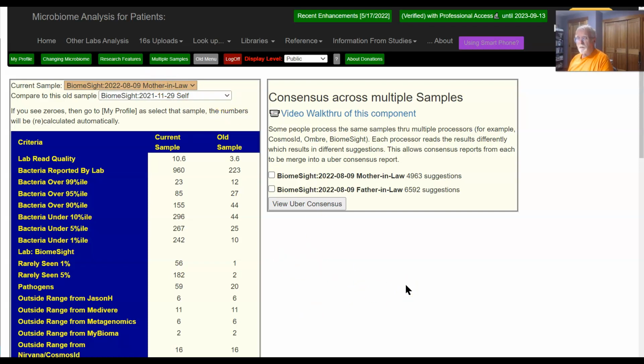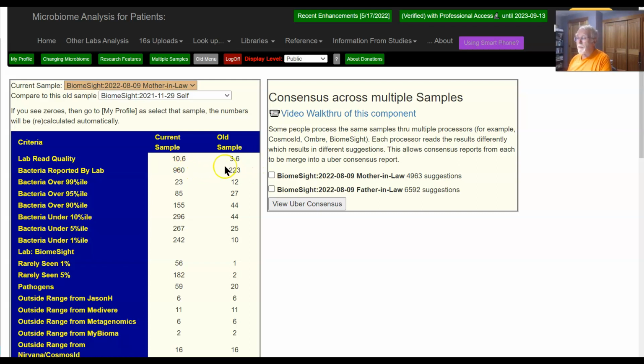And the first thing we want to take a look at is lab sample quality. The lab which we're dealing with happens to give quality information. And we see the sample we are looking at has a quality of 10.6, and another sample is 3.6. Now, why is this significant? Well, it's like trying to predict the result of a national election. Do you ask 10 people and use that to make a prediction? Do you ask 100? Do you ask 1,000? Do you ask 10,000? The more people you ask, the more likely you are to get an accurate answer.